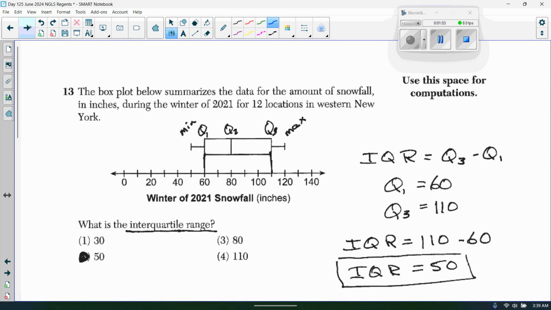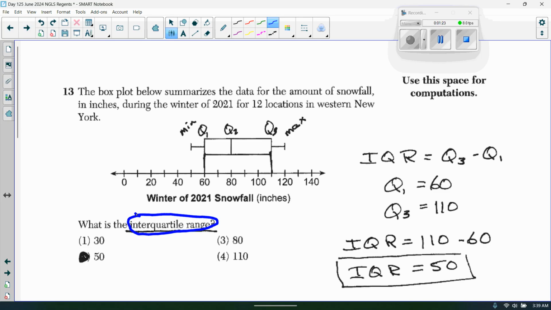So, number 13 starts off with a pretty easy question. It says the box plot below summarizes the data for the amount of snowfall in inches during the winter of 2021 for 12 locations in western New York. And here comes the most important part. What is the interquartile range?